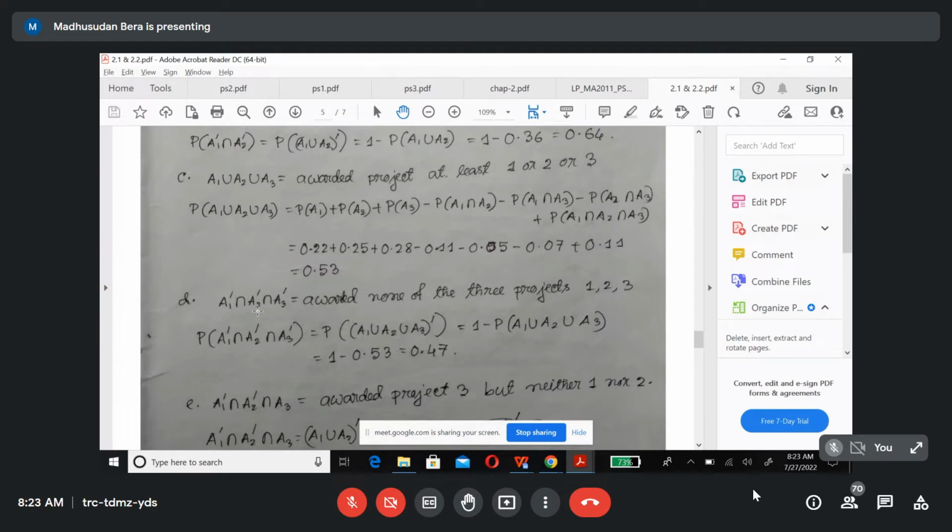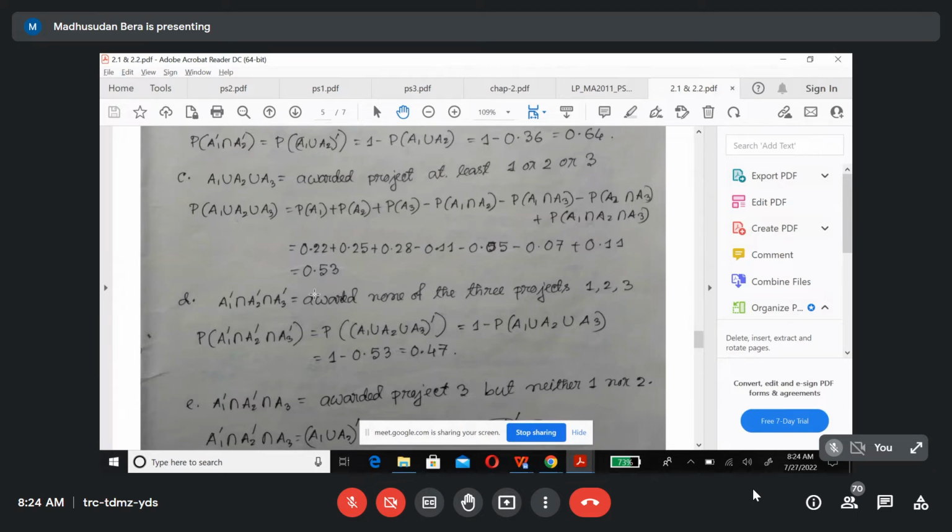A1 dash intersection A2 dash intersection A3 dash means A1 not awarded and A2 not awarded and A3 not awarded. So none of these projects 1, 2, 3 awarded. Here De Morgan's rule for 3 events: A1 dash intersection A2 dash intersection A3 dash will be nothing but (A1 union A2 union A3) whole dash. Then 1 minus probability of this by the complementation rule. That way it is fine. Part D is okay.